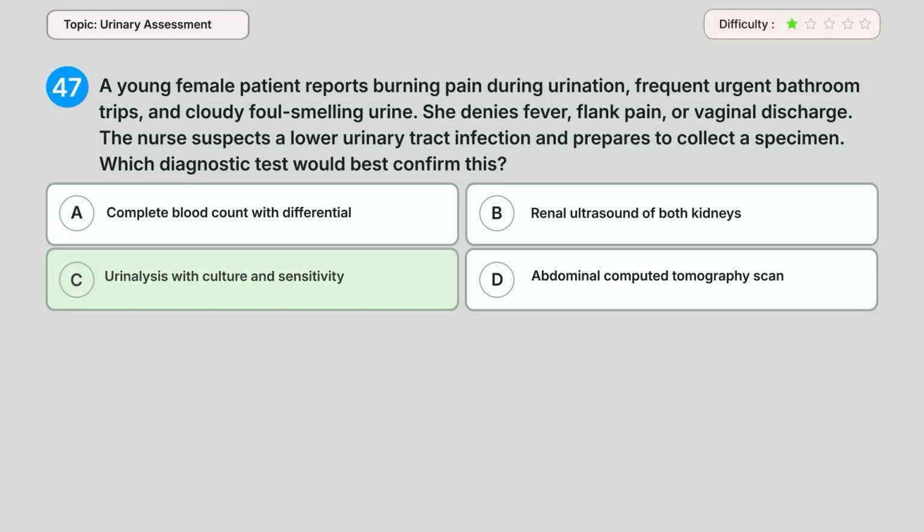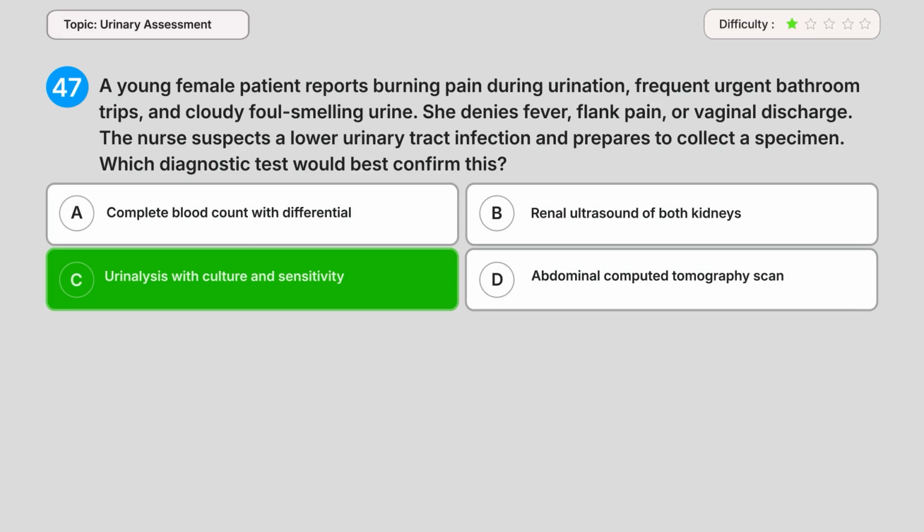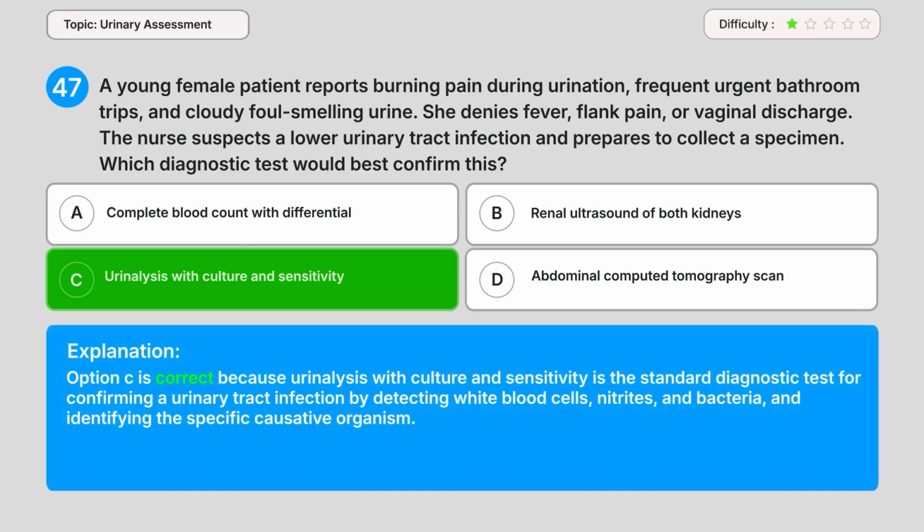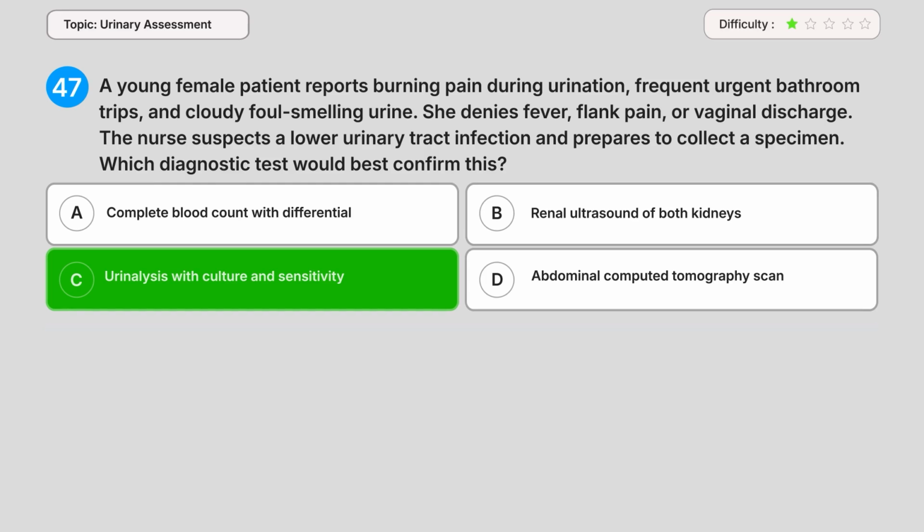Correct answer, C. Urinalysis with culture and sensitivity. Explanation. Option C is correct because urinalysis with culture and sensitivity is the standard diagnostic test for confirming a urinary tract infection by detecting white blood cells, nitrites and bacteria, and identifying the specific causative organism.